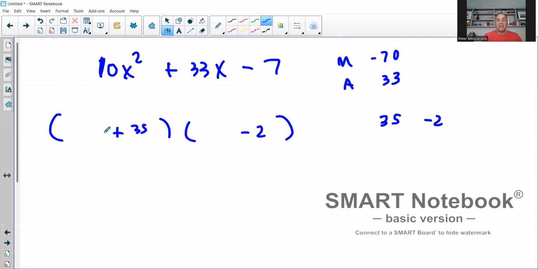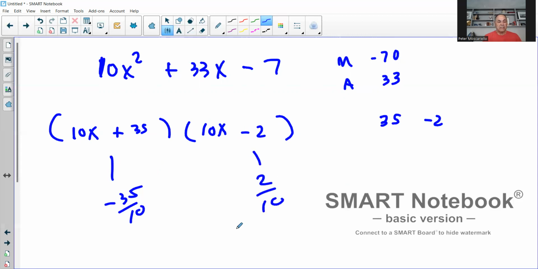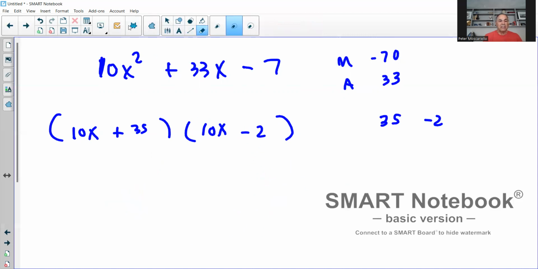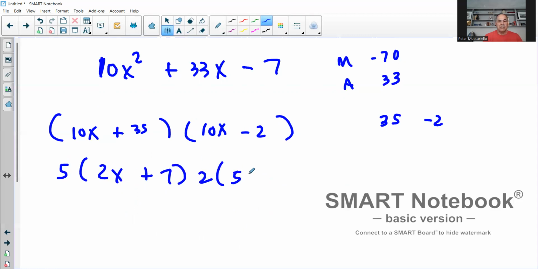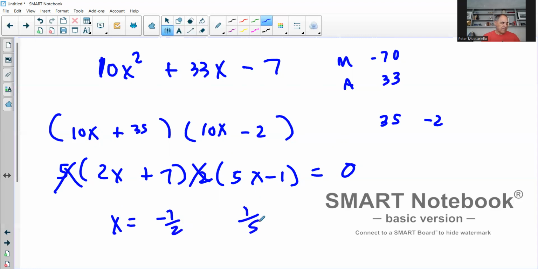Anyway, let's go with 10x and 10x. You can actually solve it right from here. You can say the answer is negative 35 over 10 and reduce it, and 2 over 10 and reduce it. You actually don't have to factor it out, throw it out when you're solving. But you can factor out a 5, 2x plus 7, factor a 2, 5x minus 1, throw them out. You get negative 7 over 2, and you get positive 1 over 5. That's it.